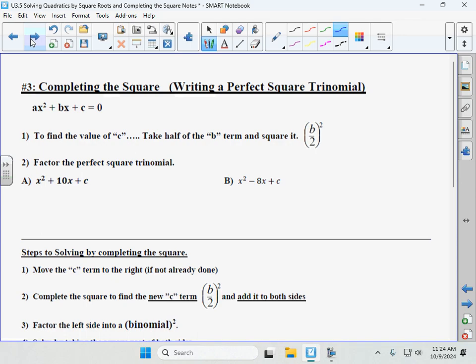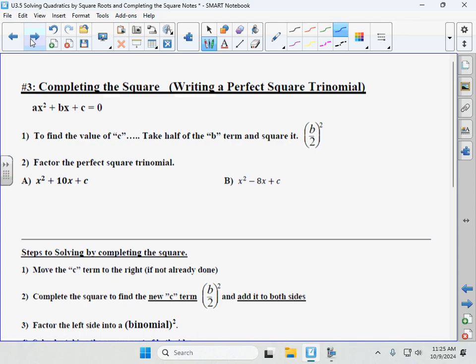So again, our equation is ax squared plus bx plus c. What we're going to do is try to find the c value, and that's going to turn this into a perfect square trinomial. You're going to see why it makes it a perfect square trinomial in a little bit. To find the value of c, you take half the b term. The b term is the number in front of the x. You take half of it, and then you square that number. So it's b divided by 2, all squared. Once we find that c value, we'll have a perfect square trinomial, and then we can factor it.